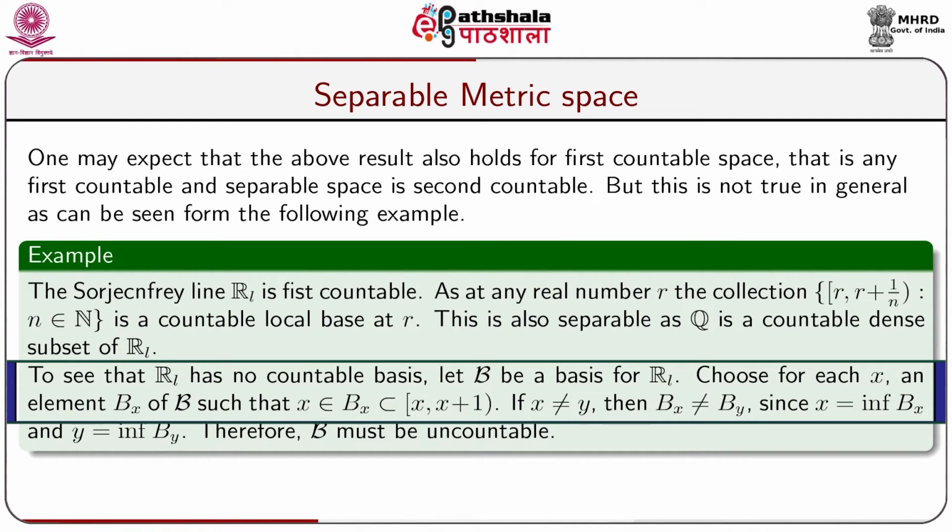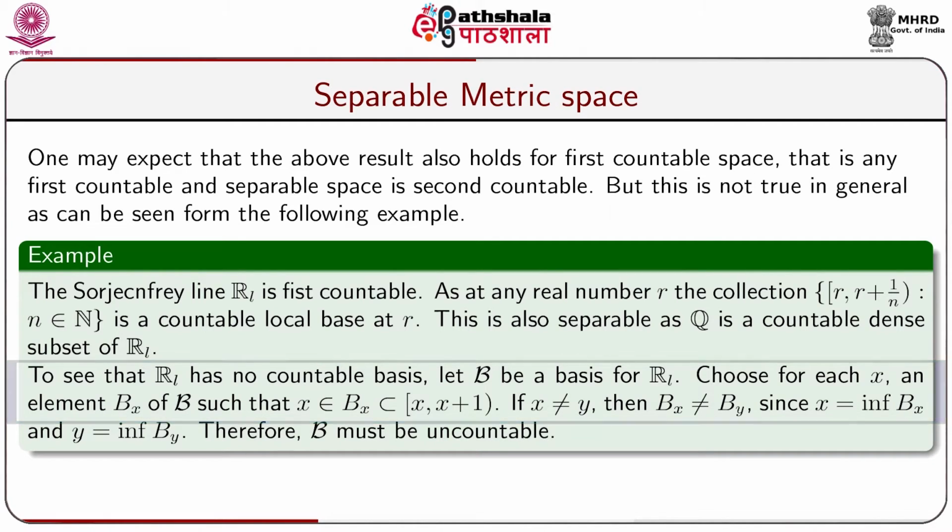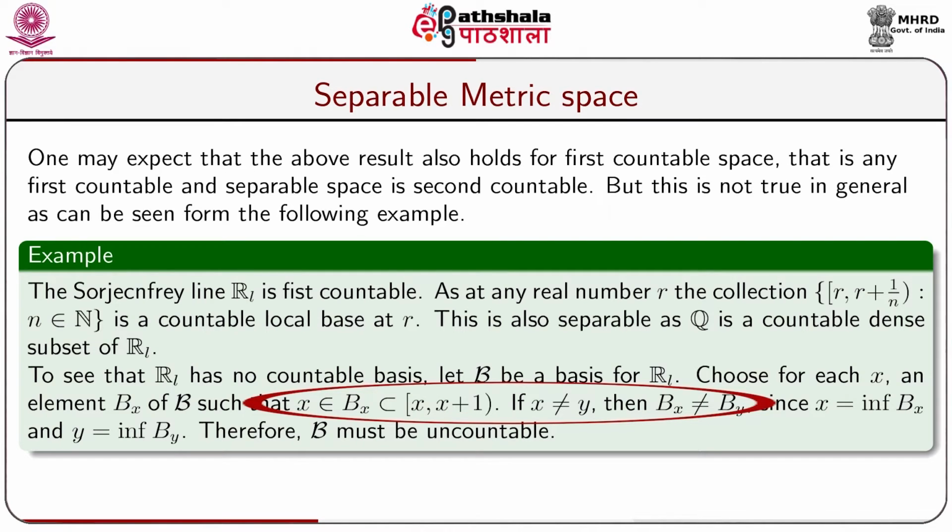If possible, let B be a countable basis of R_L. Choose for each x an element B_x of B such that x belongs to B_x, which is a subset of [x, x + 1), where the right side is open. Now, if x is not equal to y, then clearly B_x is not equal to B_y, since x is the infimum of B_x and y is the infimum of B_y. Therefore, B must be uncountable.